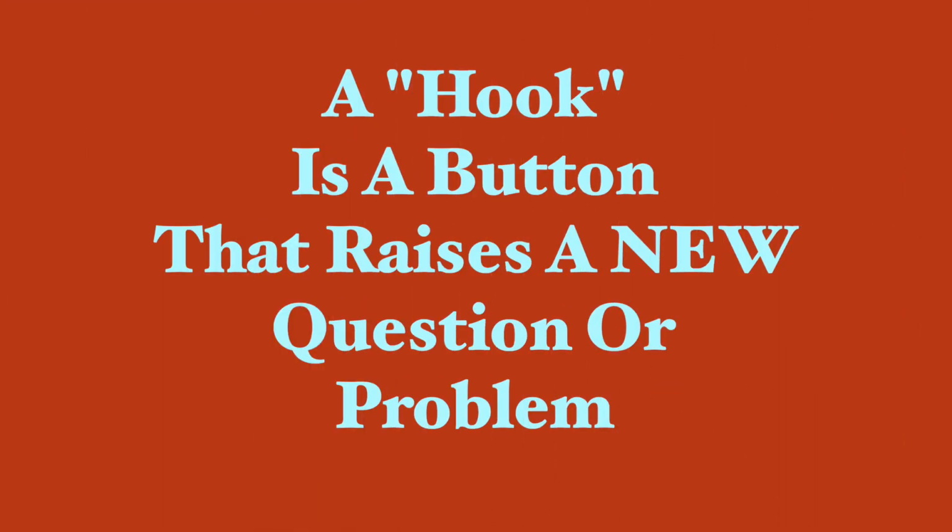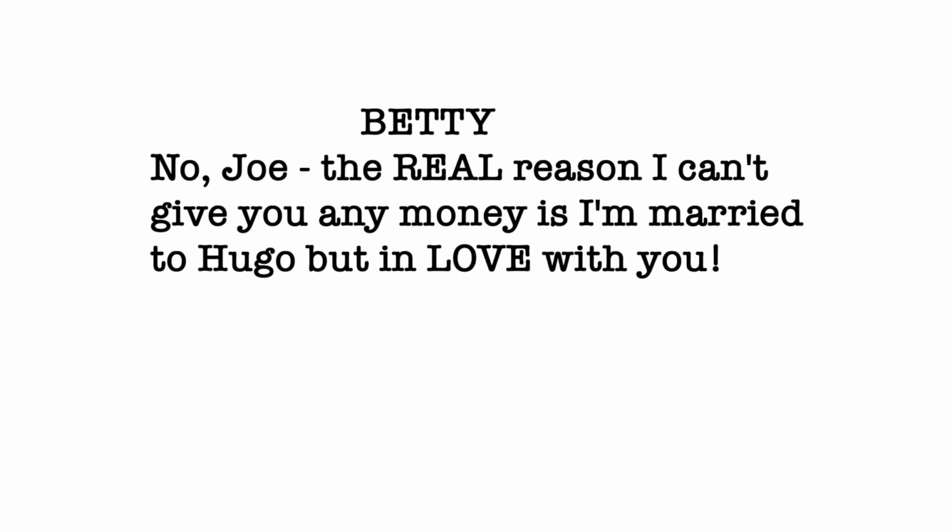A button may be the moment where a character gets the thing that they went into the scene to get, or it could be the moment that makes clear they're never going to get it and they have to come up with a new plan. Now, a hook is a button that raises a new question or problem. A hook is when something changes unexpectedly at the end of a scene and the path that we thought we were on is no longer available or a new path opens up. "No, Joe, the real reason I can't give you any money is I'm married to Hugo but in love with you." Or a hook could be something that happens.